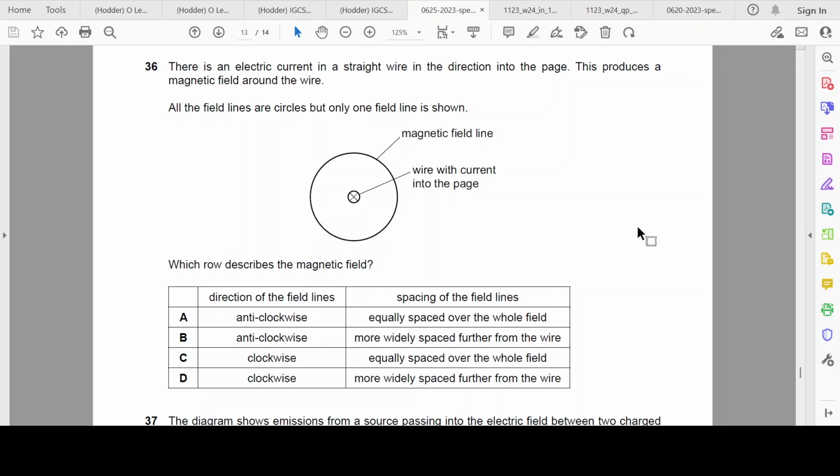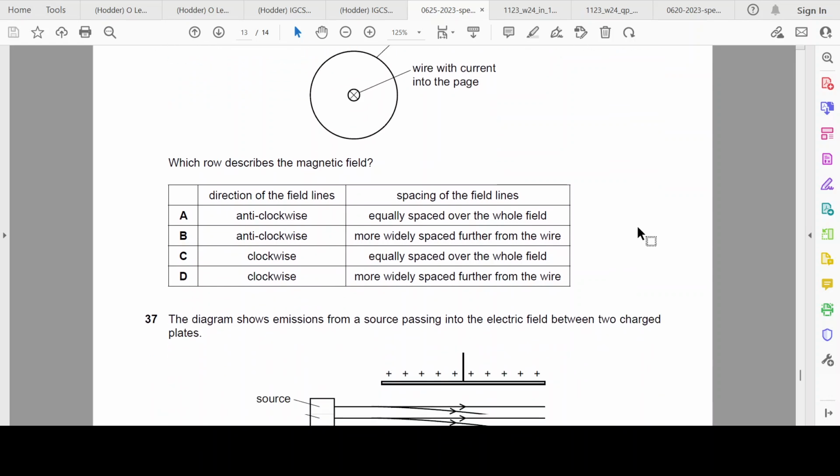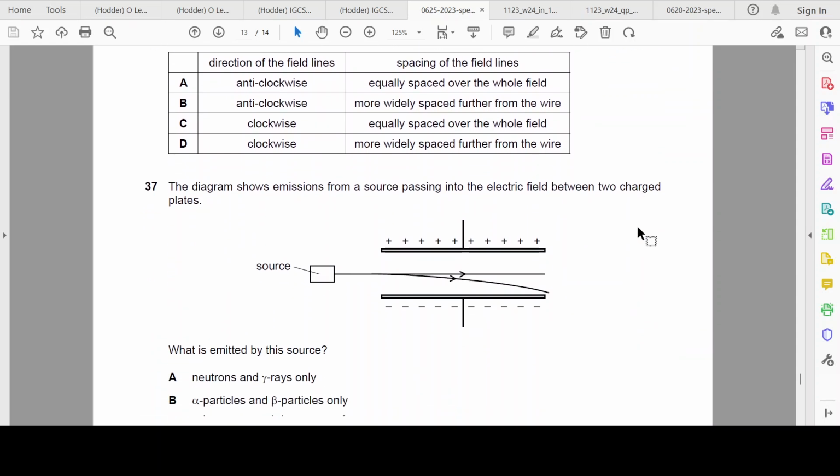The closer to the source, the more packed they are, the closer they are. The further you move away from the source, the more spaced out they are. So, given all of that, it is option D, the last one. Okay.